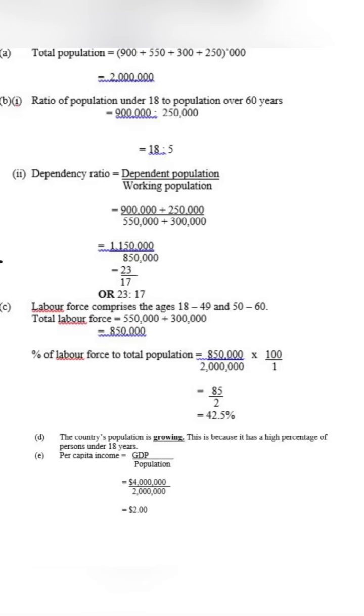Let's go to the C part of the question. The C part is telling us to find the labor force. And as you know, the labor force is that part of the population that is ready for work or ready for employment. And from 18 years up to 60 years forms the labor force from the chart. And the total labor force is therefore 550,000 plus 300,000, and this will give you 850,000.